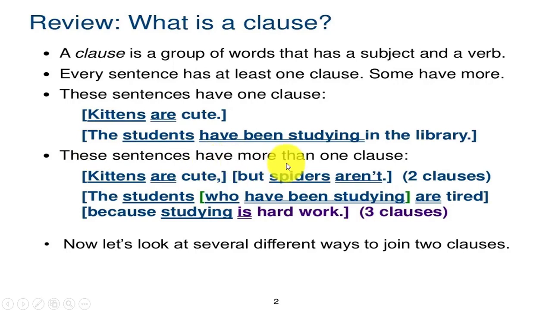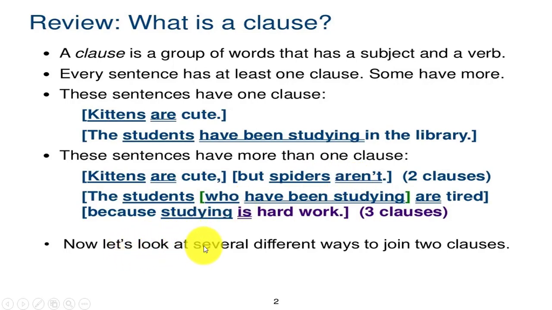This sentence has more than one clause. This example is: kittens are cute, but spiders aren't. Example number 2: the students who have been studying are tired because studying is hard work. The last example has three clauses. In the one-clause case, we have example 1: kittens are cute. But if we have two clauses, we see it in example number 2: kittens are cute, but spiders aren't.